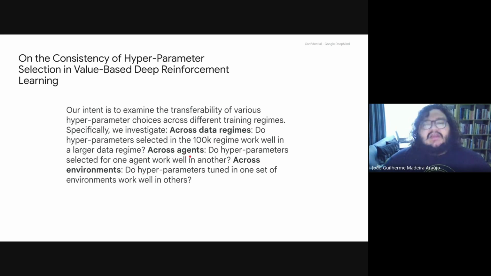Across agents, again, I tune the hyperparameters. Now I'm changing the agent, but I'm keeping the same environment. I'm keeping the same data regime. Can I also keep the hyperparameters, or do I have to tune them? And which one is more consistent versus which one is less consistent? And finally, across environments. Here we keep the algorithm, we keep the data regime, but we change the environment. Which hyperparameters remain consistently good? Which ones will we have to tune again? Otherwise, you can get pretty poor performance.